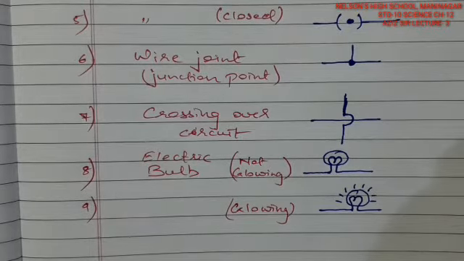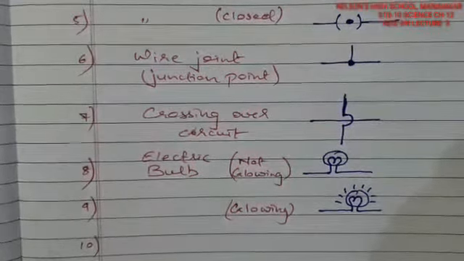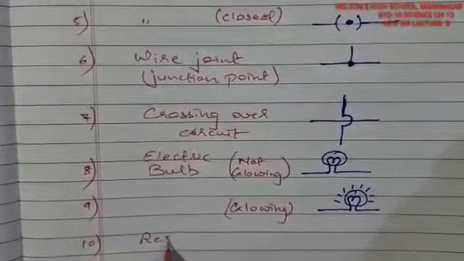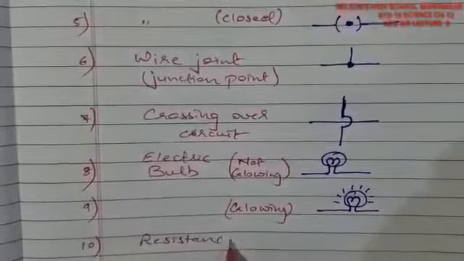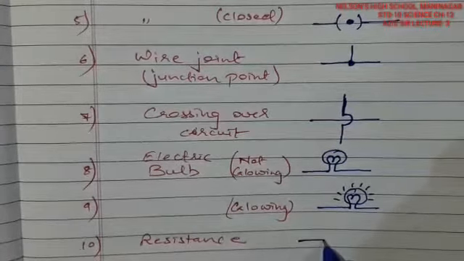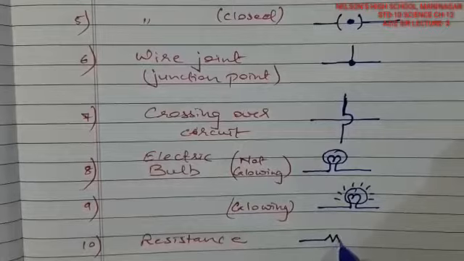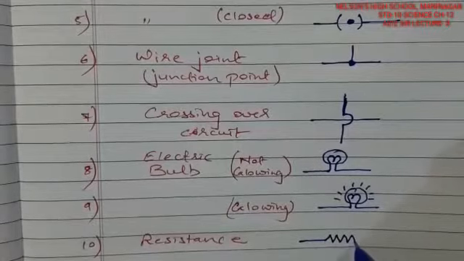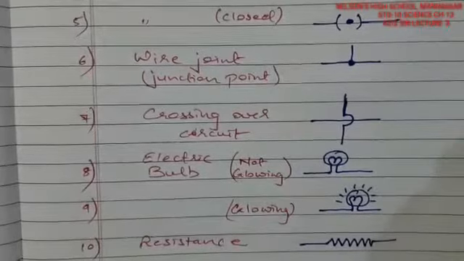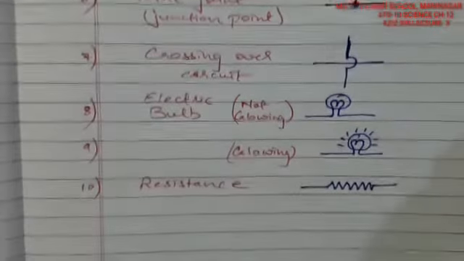Then comes resistance. So the 10th is resistance. Resistance symbol is a line and zigzag. So this is a resistance. This shows the symbol for resistance.